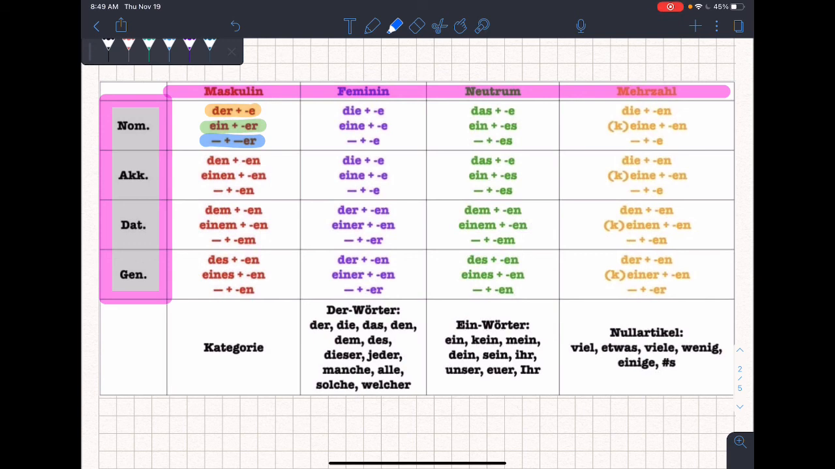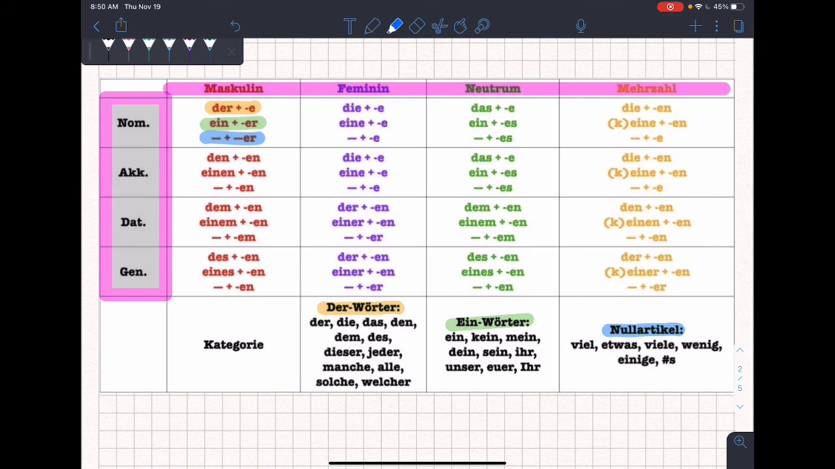This table is nice in that it goes over what words belong with each article group. Here we see a list of der Wörter, or direct articles. Here we see a list of Einwörter, or indirect articles. And lastly, we have a few Nullartikel, or words that don't count as articles.